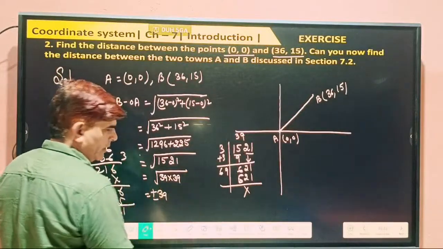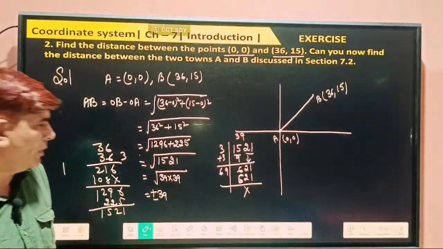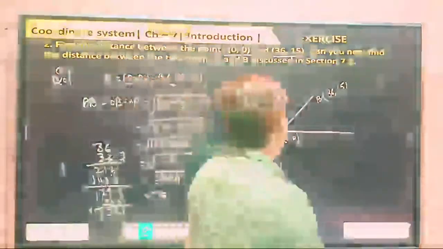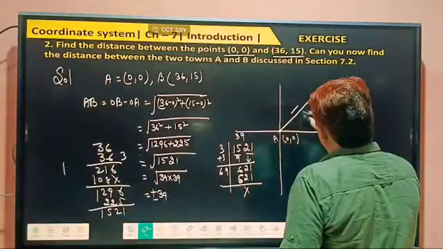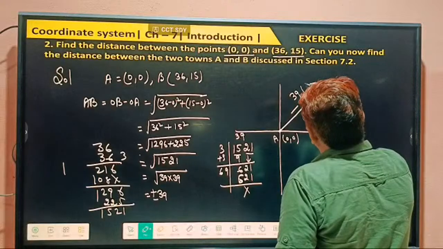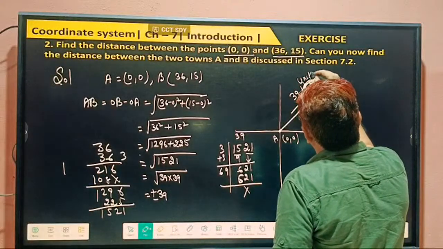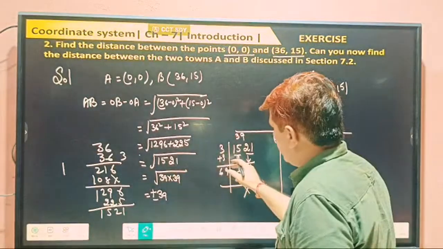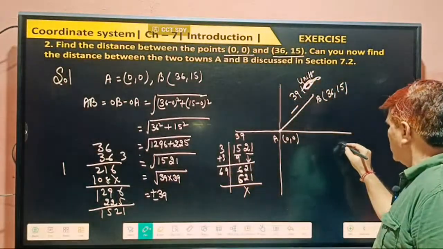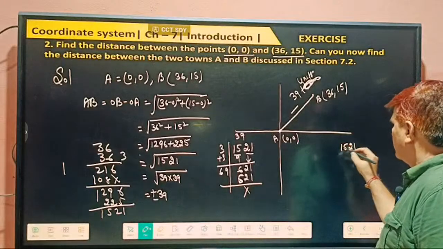Again, saying plus minus, but length is always positive. So the distance between these points is how much? 39 units. And this we can solve by one method, another method is this. We can make its factors.